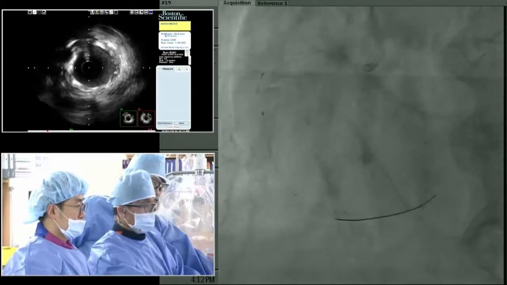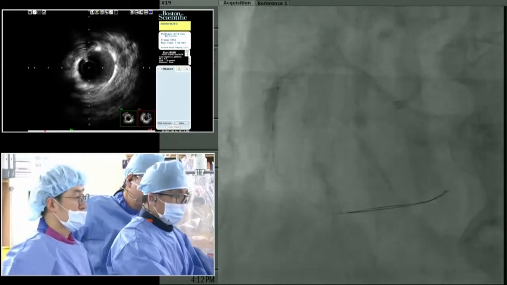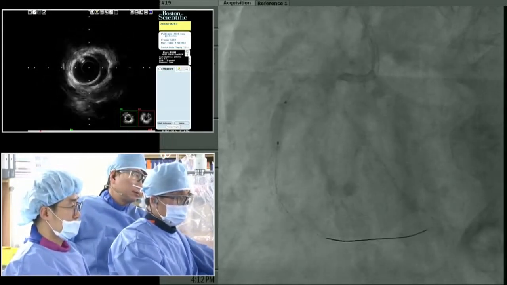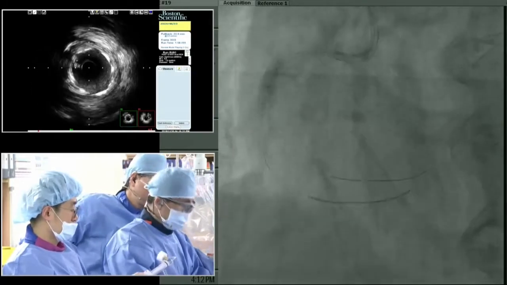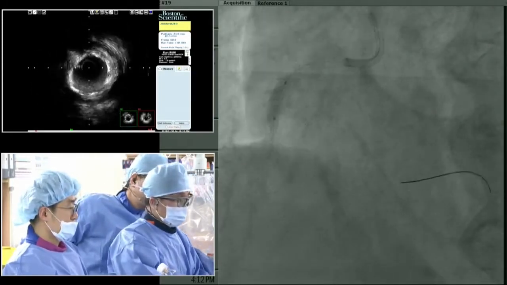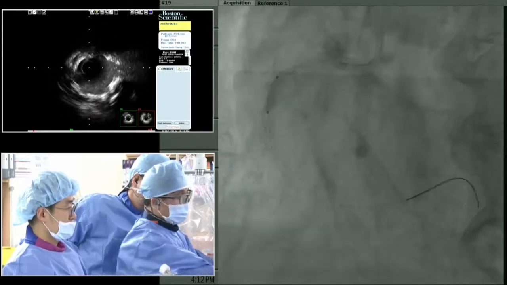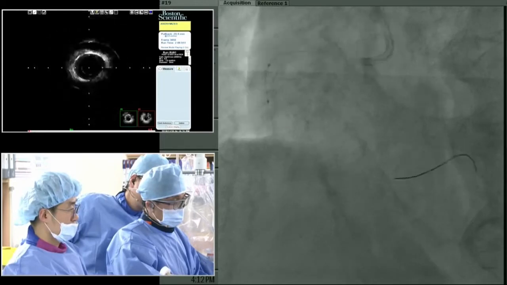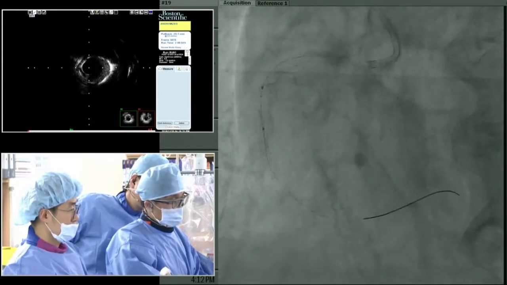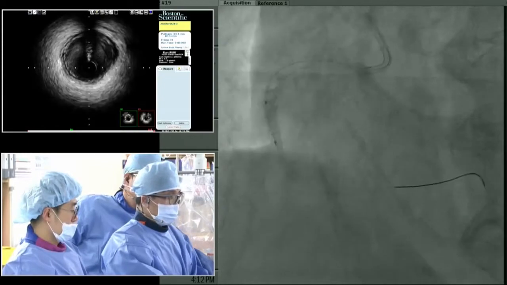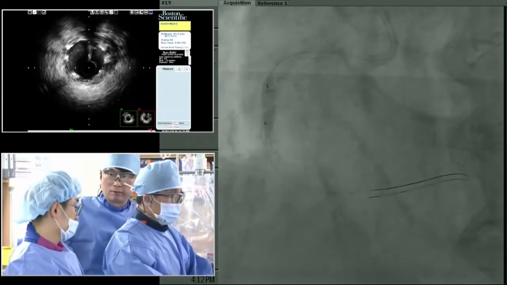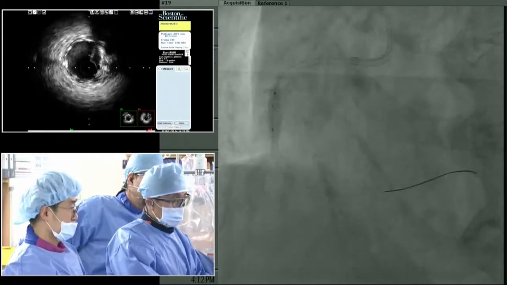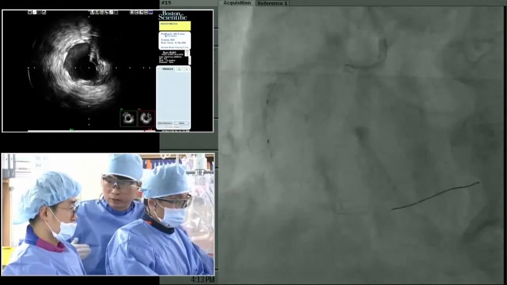Okay, go. 20. Push the guiding. Position the wire. Okay, deflation. Please. Further. Okay, let's go. 14. Okay, wait a moment. Reposition the guiding. Okay, deflation. 14.